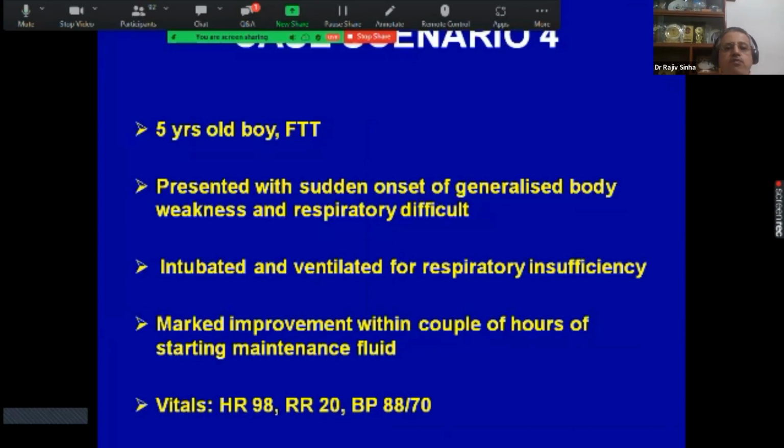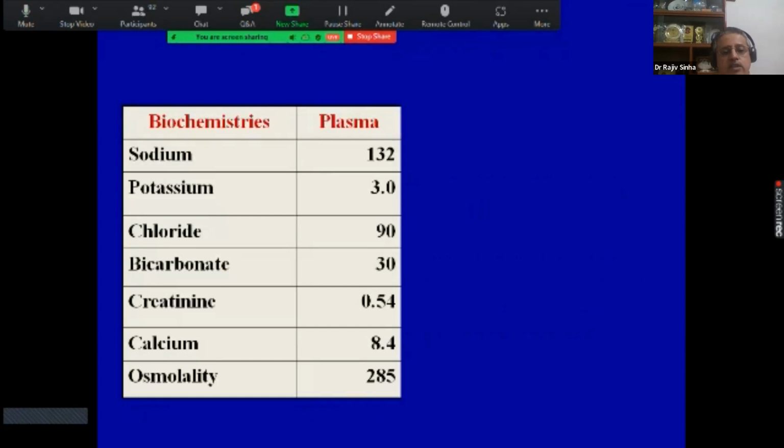Now we change gear, and we move on to another case of a 5-year-old boy with a celiac tooth stripe, presenting with sudden onset of generalized body weakness and respiratory difficulty, who needed intubation and ventilation, but then showed a remarkable improvement within a couple of hours of starting maintenance fluid. Now this happened 2-3 times in his life over say a year or two, and then the physician thought that no, this child needs further evaluation. And this was the initial evaluation, the initial batch of investigations when the child was evaluated.